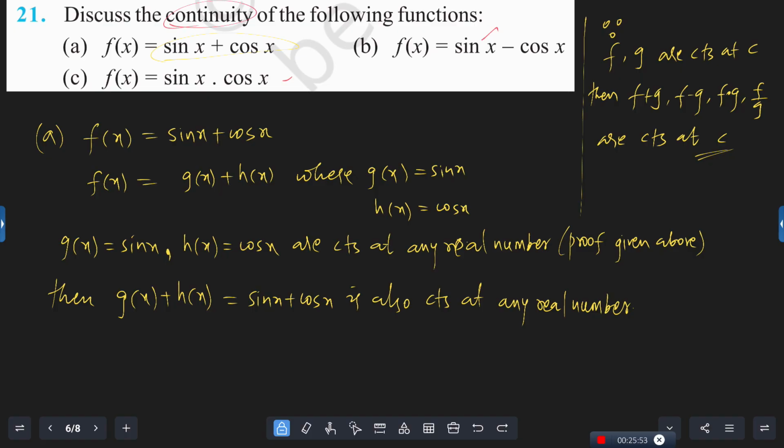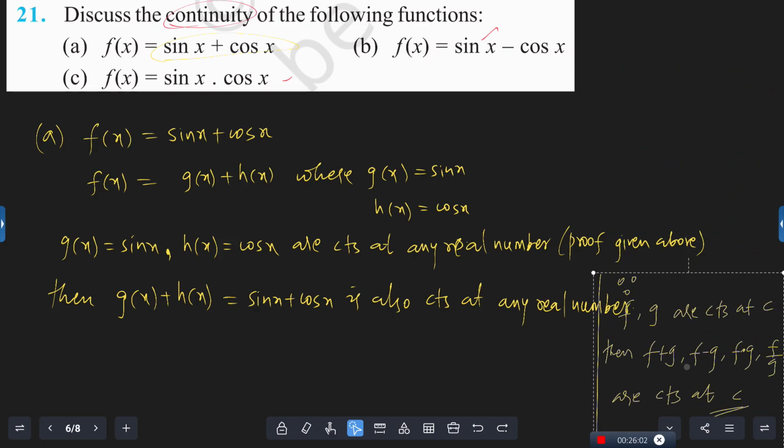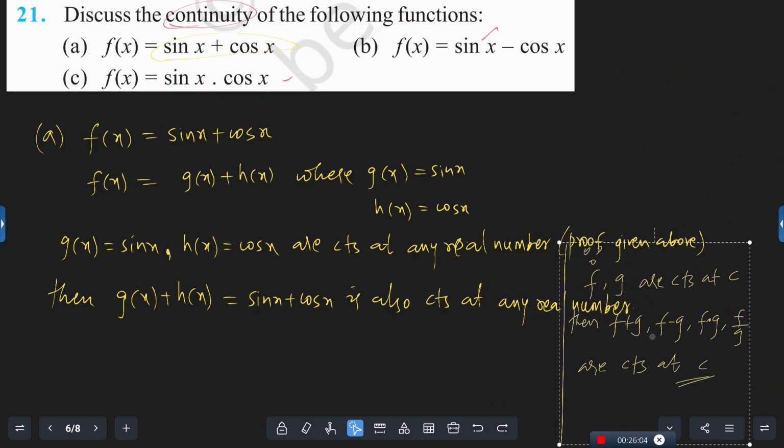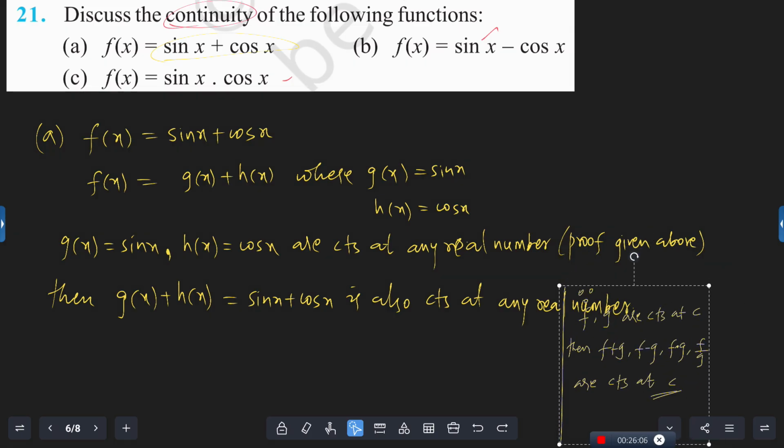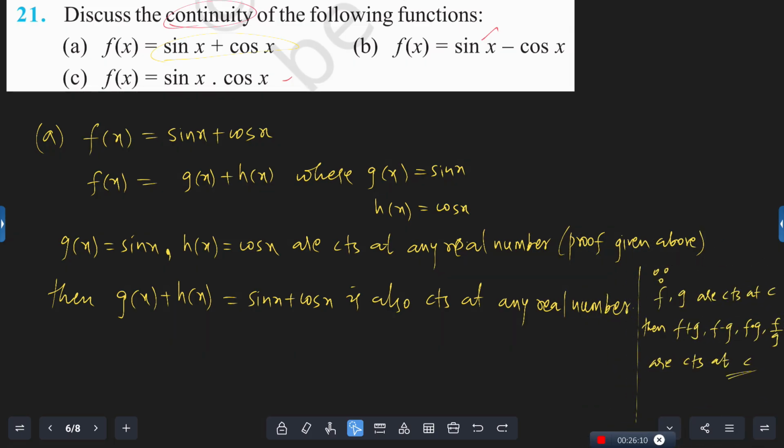Why? Because of this, you can use the sum result. You can bring it here and mention it here. I have given the sum portion here. Why is the addition continuous now? Understand? Right, so A is over. That's it. It is continuous at any real number.